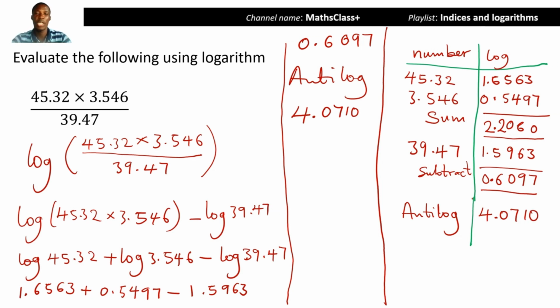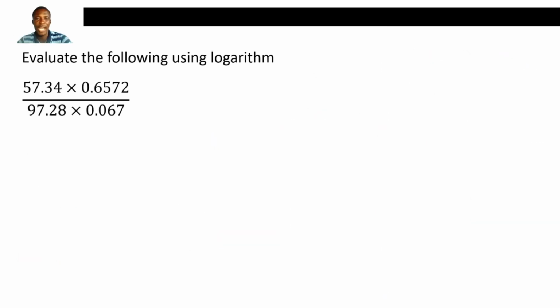It's very simple. In the subsequent examples, I'll be using the table because the table is very simple. Just look at the steps that we follow in doing the normal one, and that is the same thing we do when we are using the table. Now we take our next example. As I said, in this example, I'm going to go straight to the table.